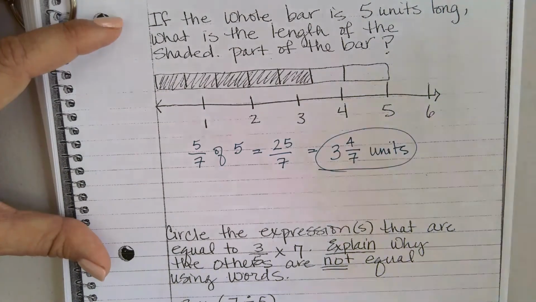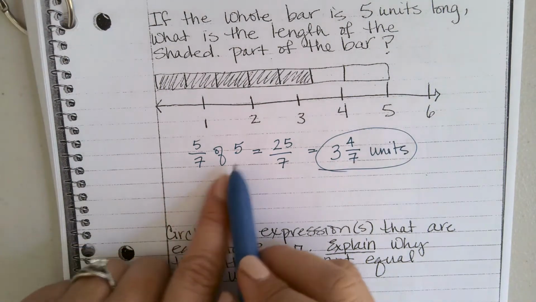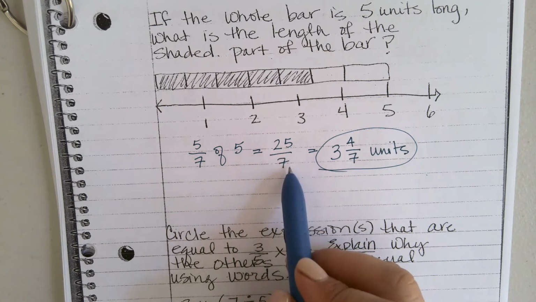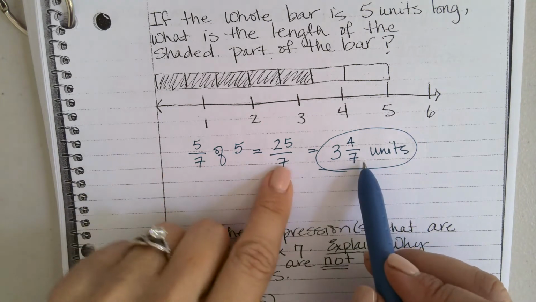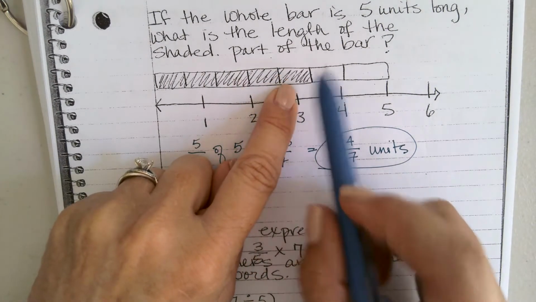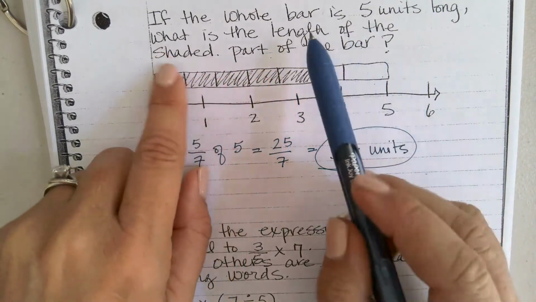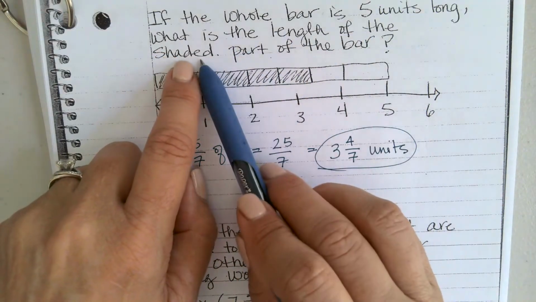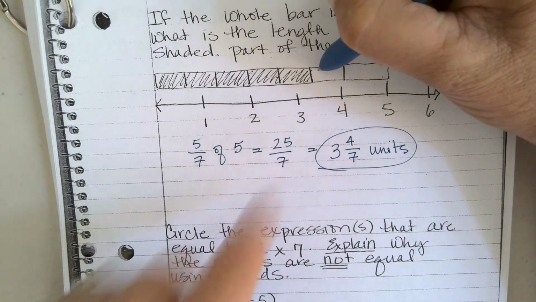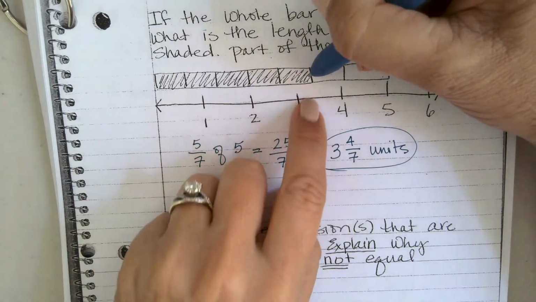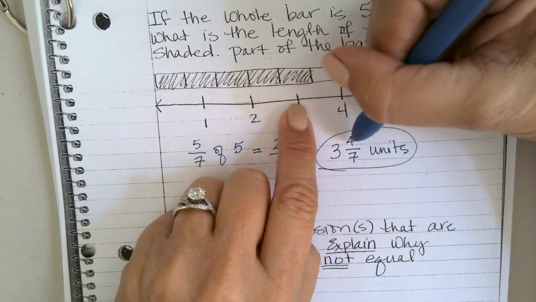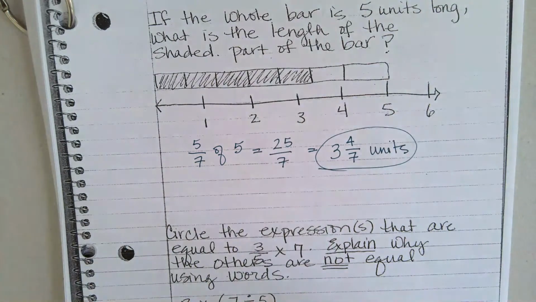Go ahead. All right, so 5 sevenths of 5. So you can't cross cancel. So 5 times 5 is 25 over 7. You do a simple division problem and end up with 3 and 4 sevenths. Now look up here. So did we answer the question? What is the length of the shaded part of the bar? So it's 3, and of course it's not perfect, but it's 3. You can see it's 3 and more than 3, right? So it's 3 and 4 sevenths units long.